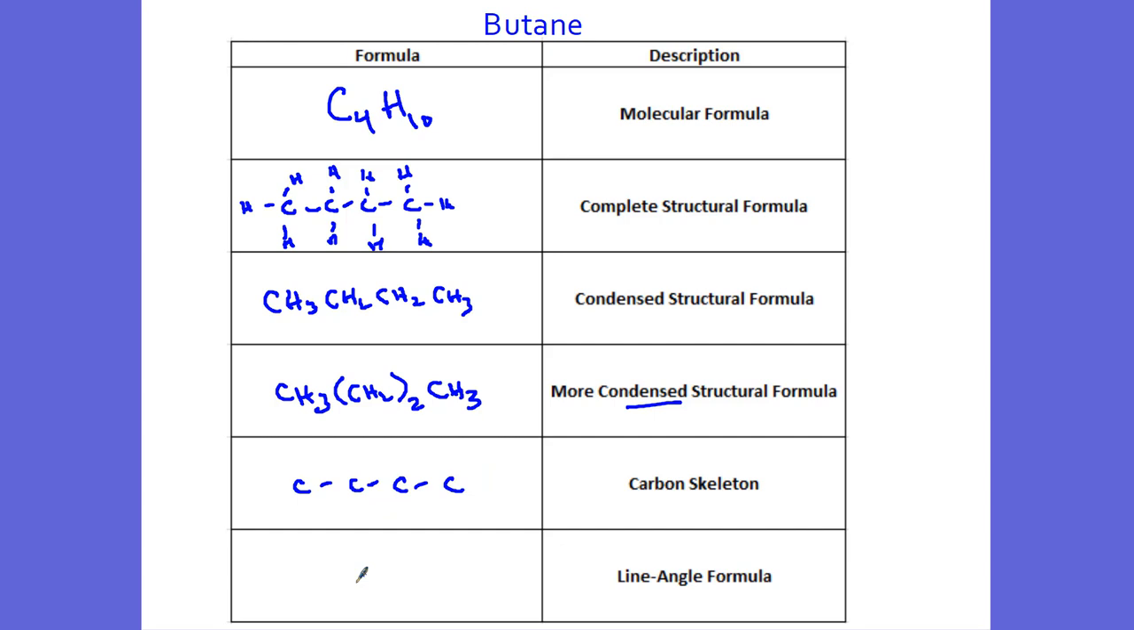We know the hydrogens are there, which means we can use a line angle formula, which is every single point, every single end of this line is a carbon, a carbon, a carbon, a carbon, and obviously we're going to fill in with our hydrogens. So that's what the line angle formula looks like for butane. You can see these are all models. They all have advantages. They all have disadvantages to show butane.